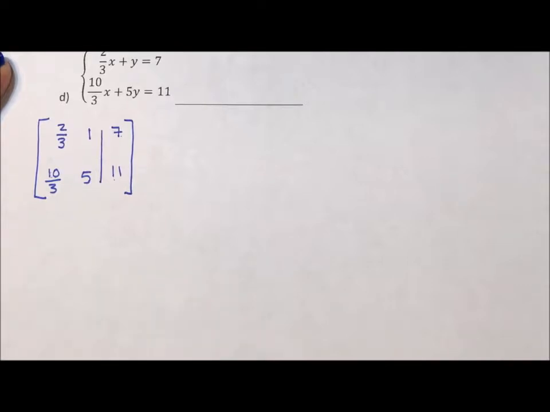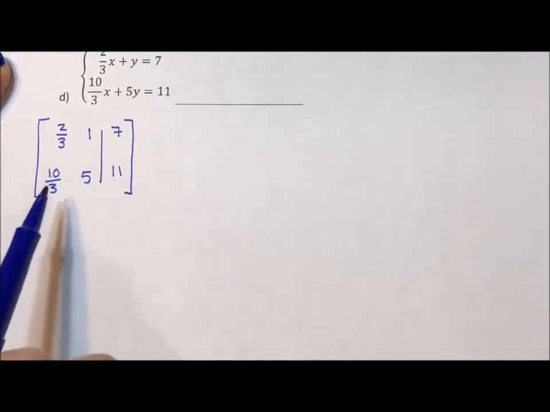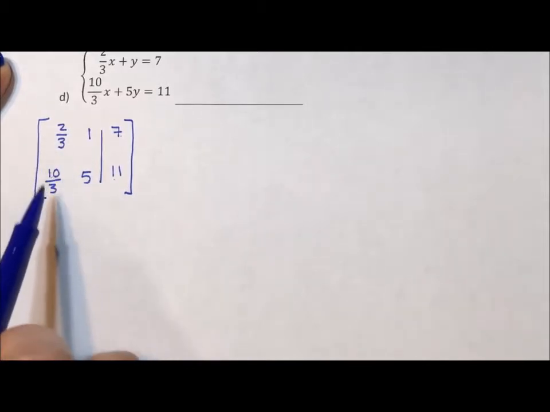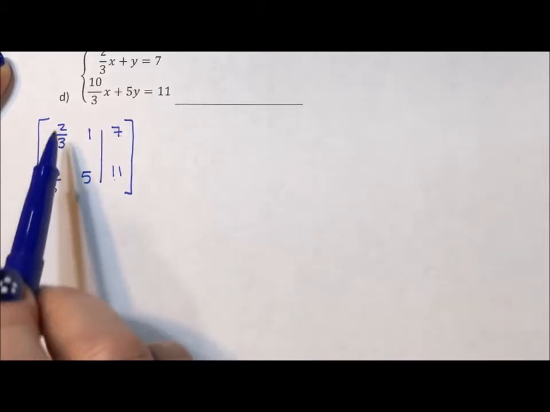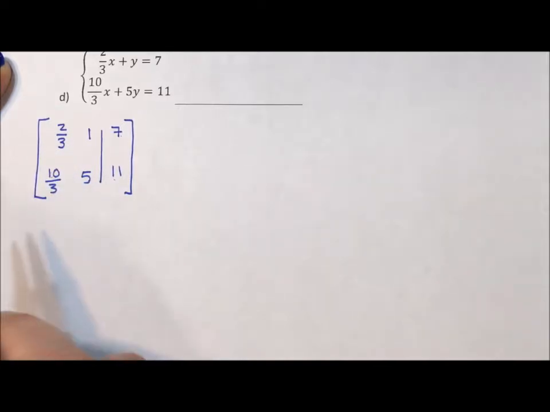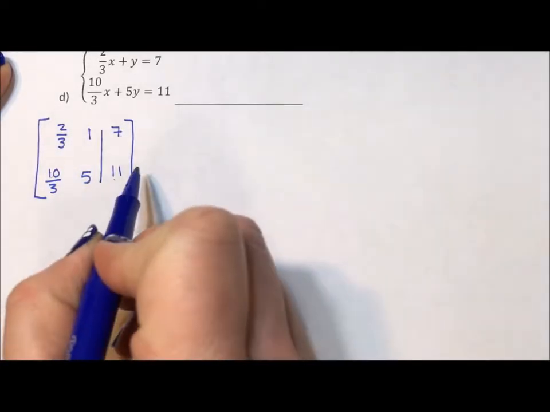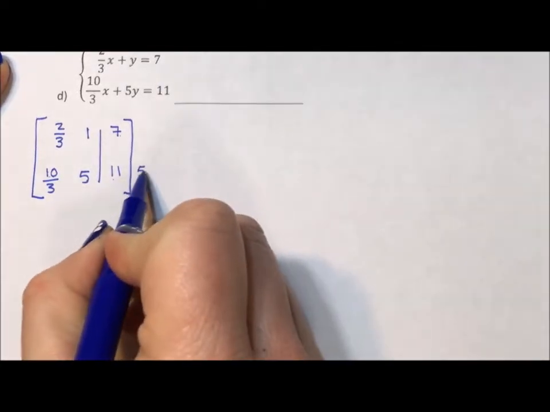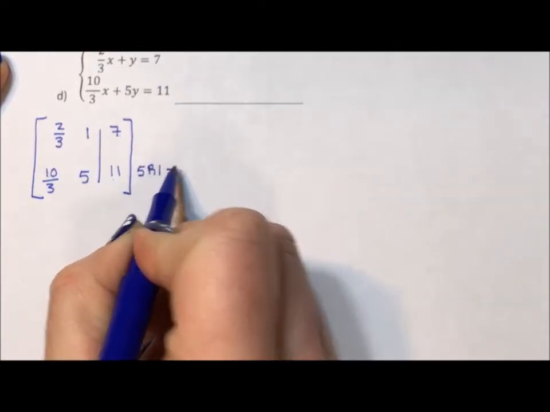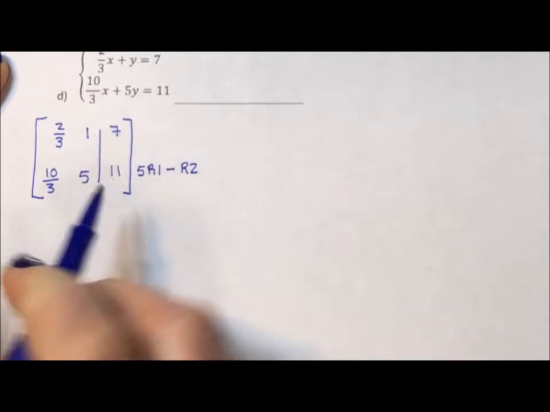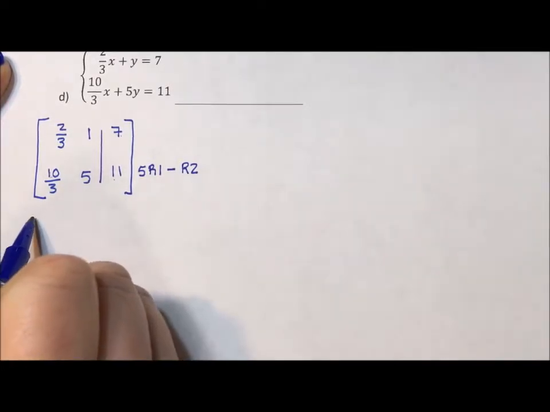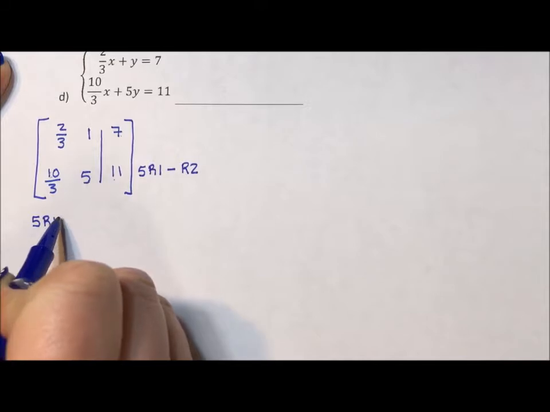So what I'm going to do first is I notice that this is a 10 and this is a 2. I know they both have 3's below, but that doesn't really matter because it's a fraction, and when we multiply and add, we're just manipulating the numerator. So if I take 5 times row 1 and subtract row 2 from that, I should be able to zero out this fraction without doing too much work to eliminate my fractions.